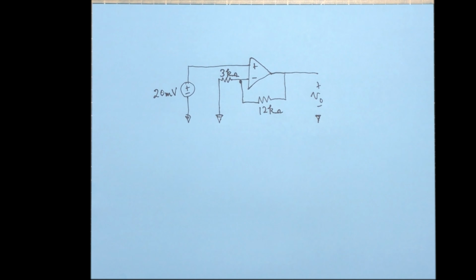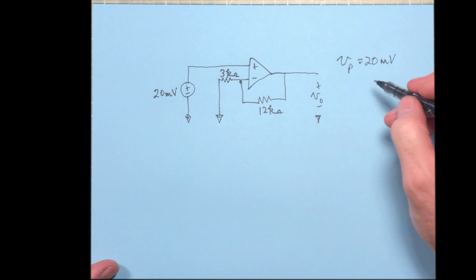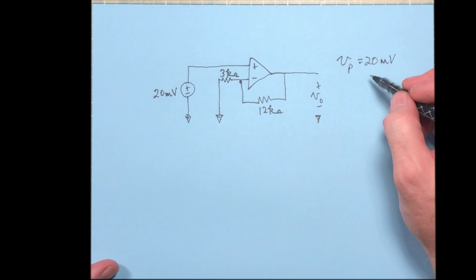Let's do that. If you look at this, V sub P is just going to be 20 millivolts. There's no resistor in line here, but even if there was a resistor in line going to the non-inverting input there, it would still be 20 millivolts because there's no current going into the op-amp because of the ideal op-amp constraints. Therefore, V sub P is 20 millivolts, and we did that just by inspection. That means that V sub N is going to be the same thing.